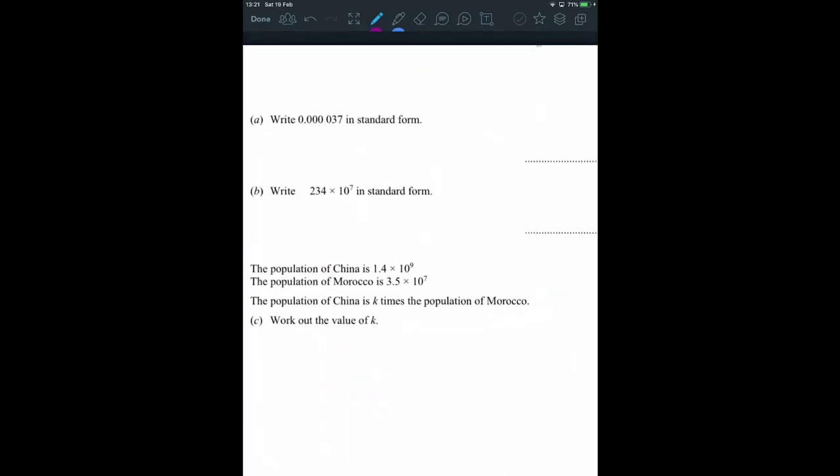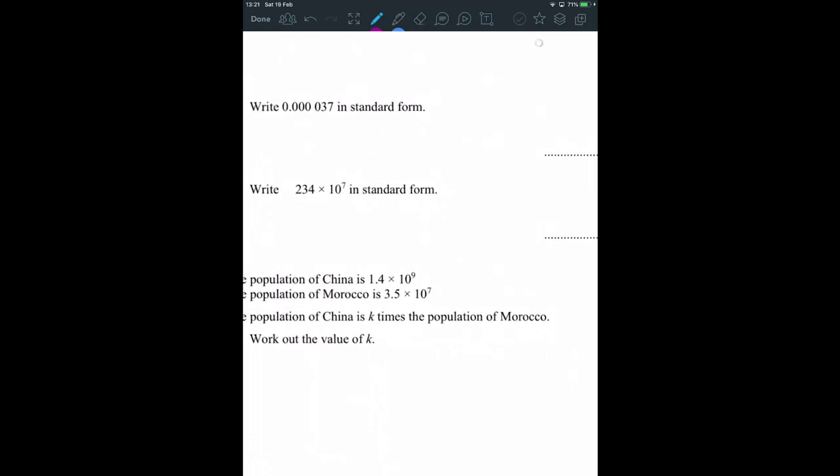Question 13 is standard form. Standard form, we pick a number between 1 and 10 to represent the number. Here 3.7. Then our power is how far the decimal place has had to move. And it moves 1, 2, 3, 4, 5 places, times 10 to the 5, but it's a small number, so it should be 10 to the minus 5.